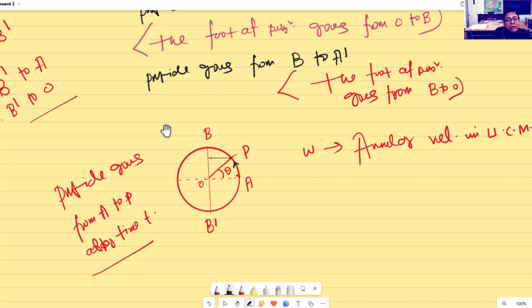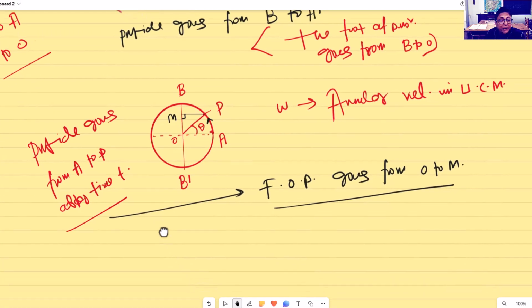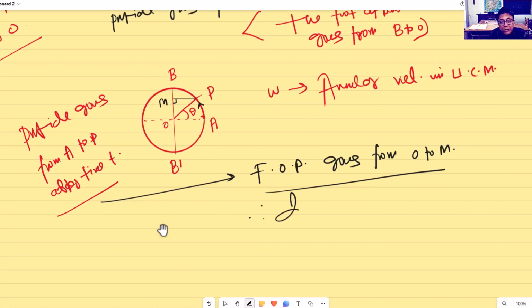We are going to discuss the motion of foot of perpendicular. Where does the foot of perpendicular go? Foot of perpendicular goes from where to where? Foot of perpendicular goes from O to M. So we can say that displacement of the foot of perpendicular is OM.